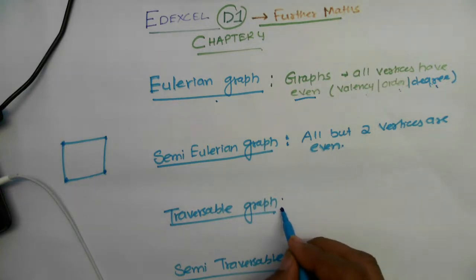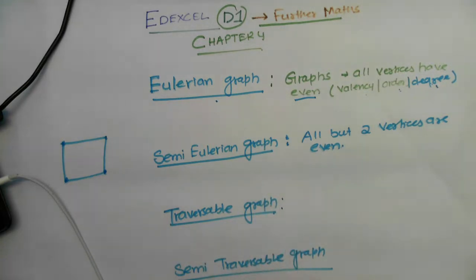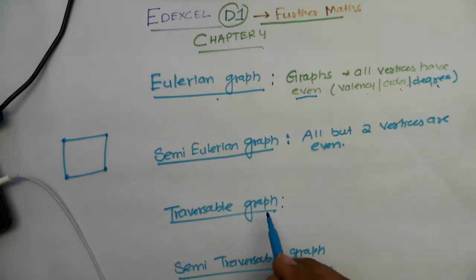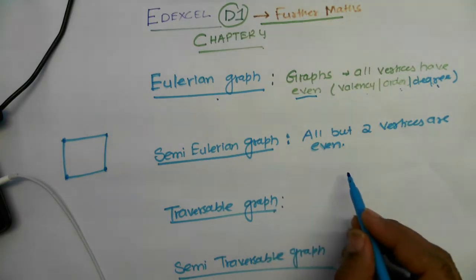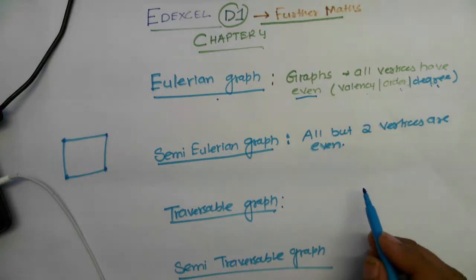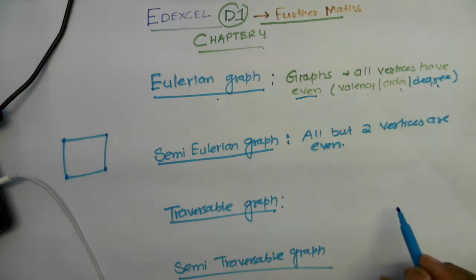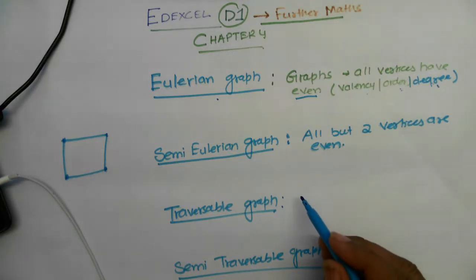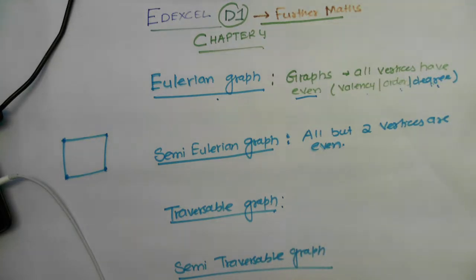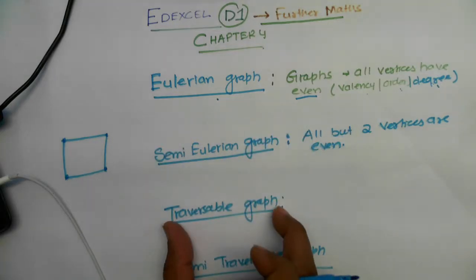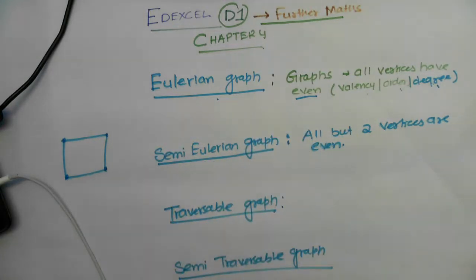A traversable graph is a graph where we can start from one node and go through all the edges without repeating any edge. You can come back to the original point where you started from. Semi-traversable is a graph where you start from one vertex and go through all the edges without repeating any edge, and you can go out of the graph from a different vertex. And all Eulerian graphs are traversable and all semi-Eulerian graphs are semi-traversable.